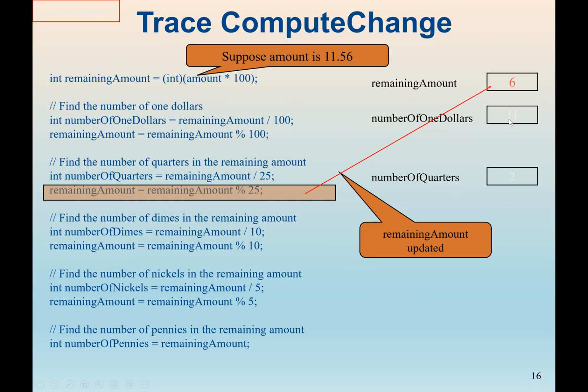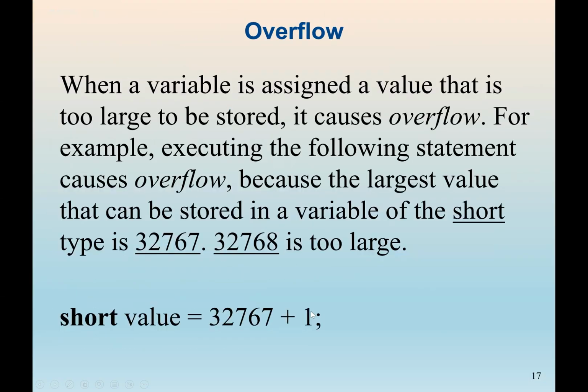The number of dollars will be 11. The number of quarters will be 2. And the pennies will be 6. We don't have any dimes, and we don't have any nickels.